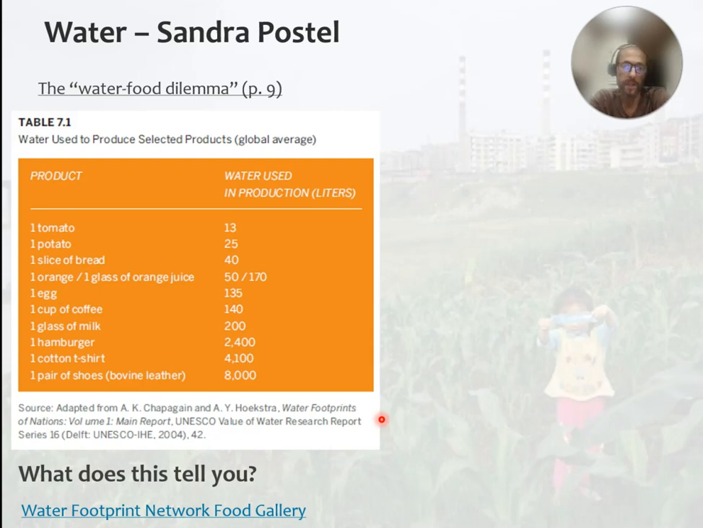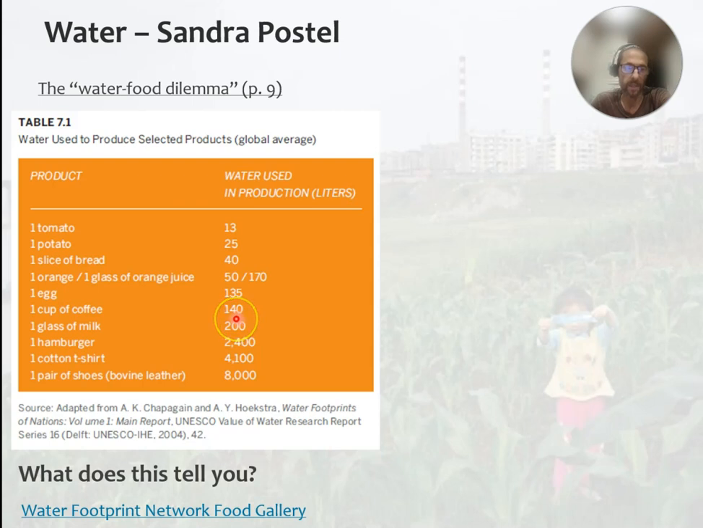And this was also illustrated in the reading that you had this week from Sandra Postel, what she calls the water food dilemma. So she specifically identifies water footprints of different types of food. Again, you don't need to know the exact numbers here, but it gives you a sense of scale. A single tomato, 13 gallons. Potato, even a slice of bread is 40 gallons. One egg is 135. It's crazy.